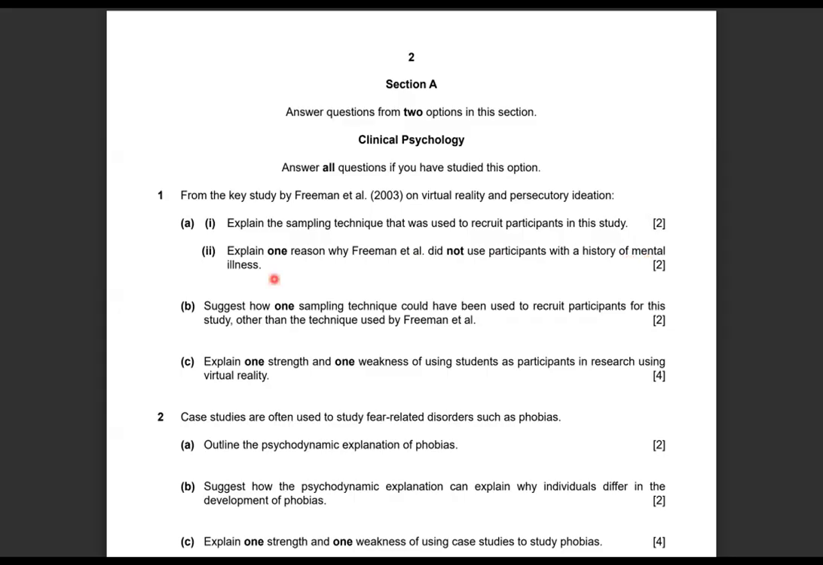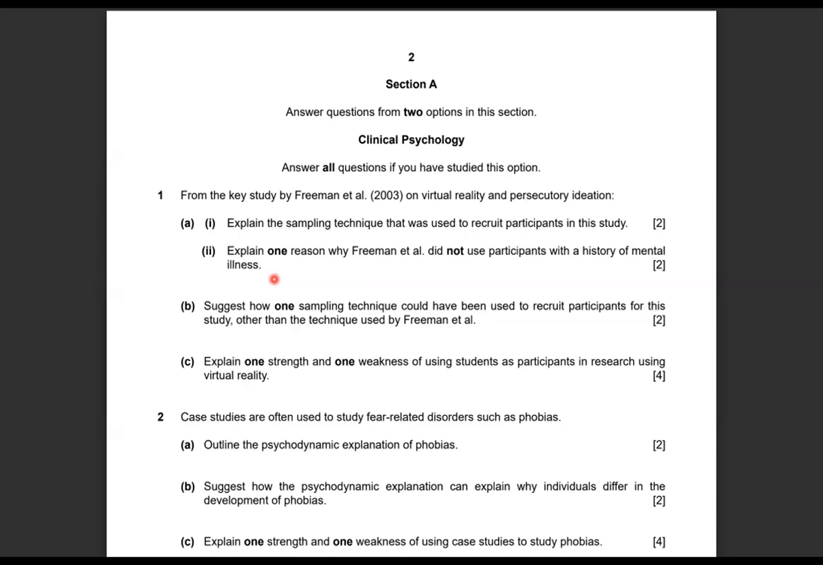So another question on the sample. We know that it was a non-clinical population, a non-clinical group of participants, which means that they did not have any disorder, any mental disorder, right? So why would they use participants in such a study when they don't have any history of mental illnesses?